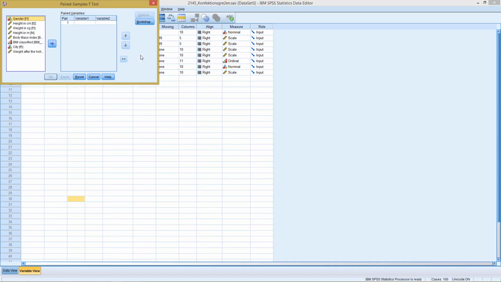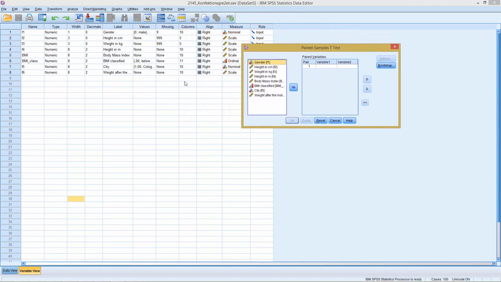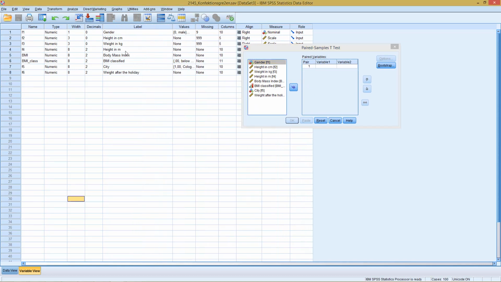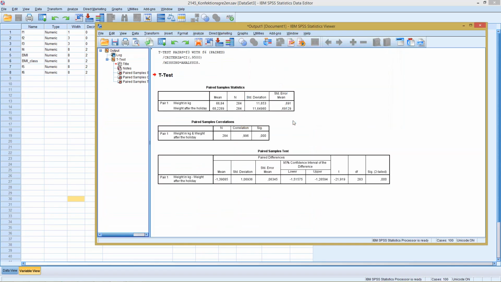So we go here, we see this is a very simple dialog, and what I'm going to do is compare the weight. Here we have weight normal and weight after the holiday, if I enlarge this a little bit. So we take a look whether they are actually different. So we consider first weight, then the weight after the holiday. Basically there's nothing more to be done, so we can just click OK.